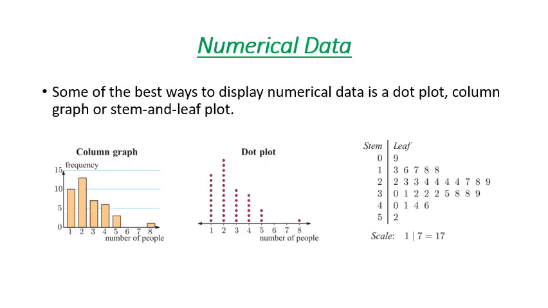So some examples of how to display numerical data might be in a column graph, where on both sets of axes we have numbers instead of categories. In what's called a dot plot, it's basically using a number line to identify how often something happens, and what's called a stem and leaf plot, okay, where you have a lot of numbers. The stem represents the tens of a number, and the leaf represents the units of a number.